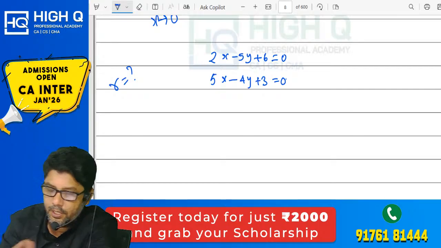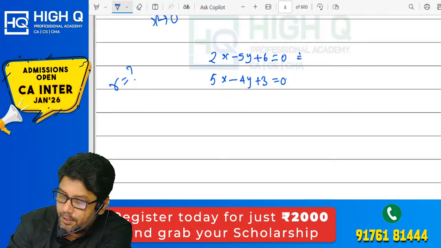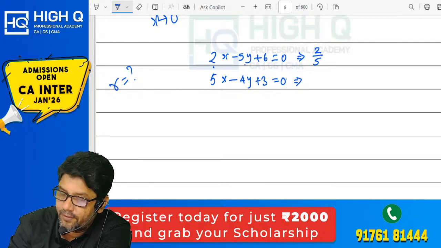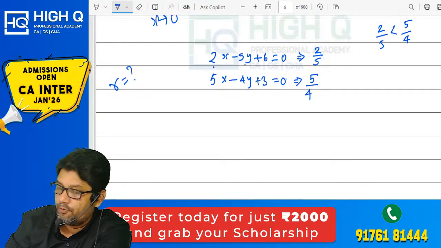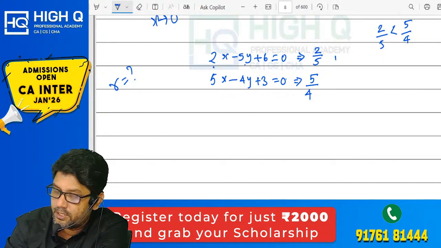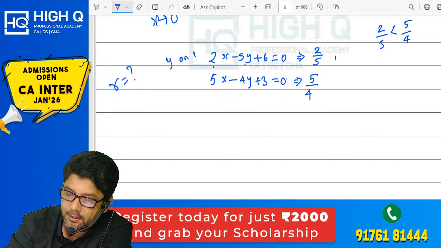Okay. Now, step number 1. Find the slope of both the lines. What is the slope of this line? 2 by 5. Slope of this line? 5 by 4. Now compare the magnitudes 2 by 5 and 5 by 4. Sir, 2 by 5 is less than 5 by 4, sir. So this equation is our y on x, and this equation is our x on y.